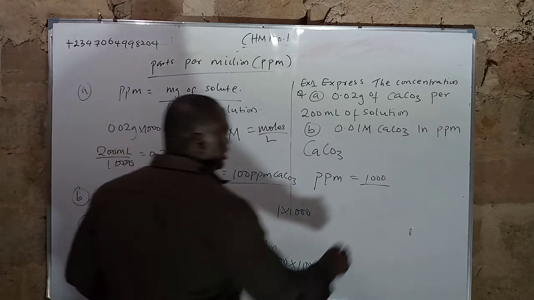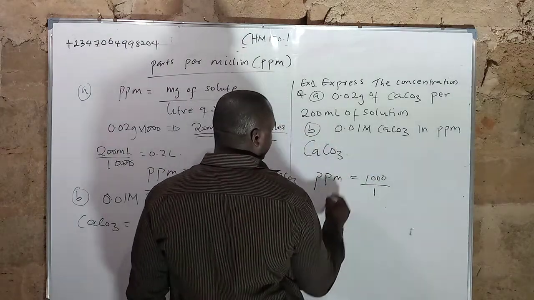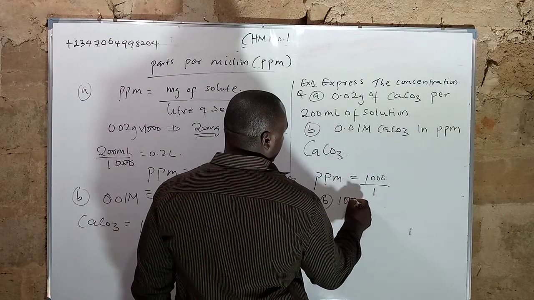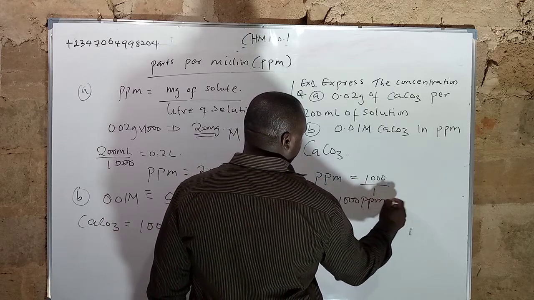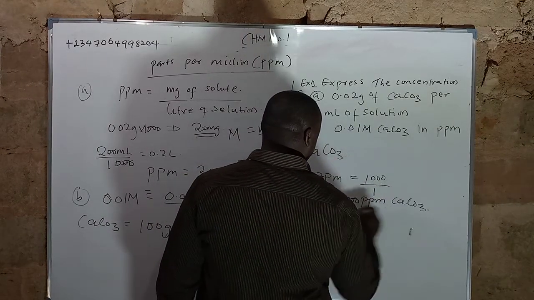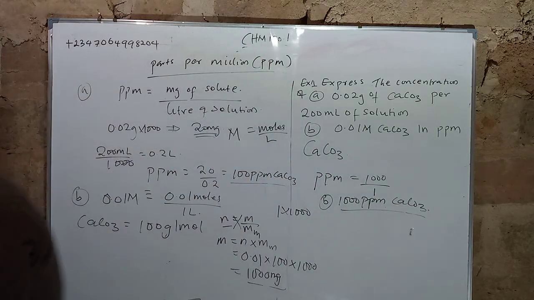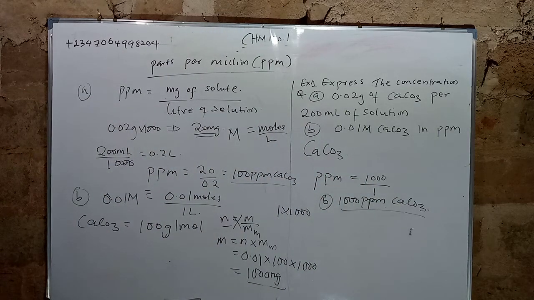And so if you divide by 1, your answer to this B part is 1000 ppm of carbonates. So that's the answer. That is a simple way to calculate ppm. Remember, if you want to calculate ppm, the very first thing you will do is get the mass in milligrams, and then you get your liters of solution and you divide, and you get your answer naturally. So it's as easy as that.